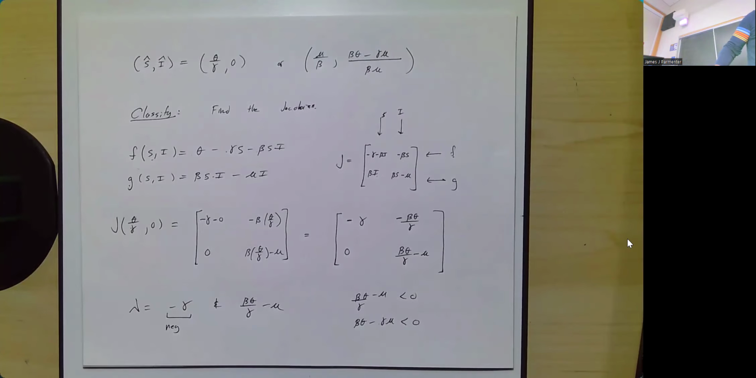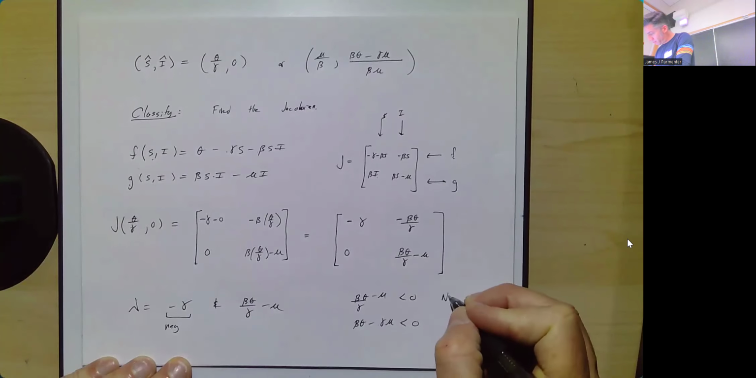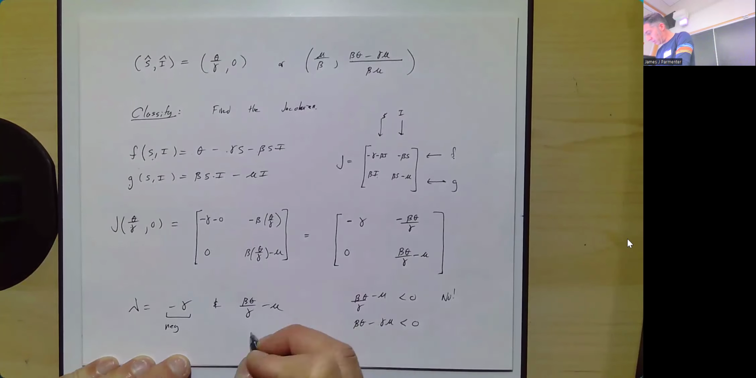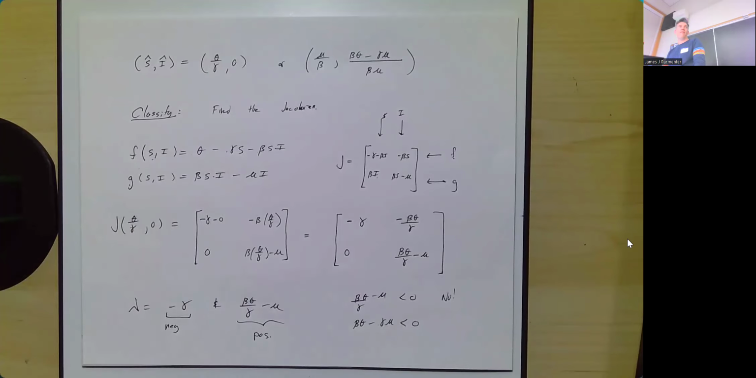sorry, 1 second. Right, which means that this is not less than 0. So this actually is positive. And so what do we have here? We have a saddle. We have instability. Which means the disease will spread. Interesting. That's at that equilibrium.